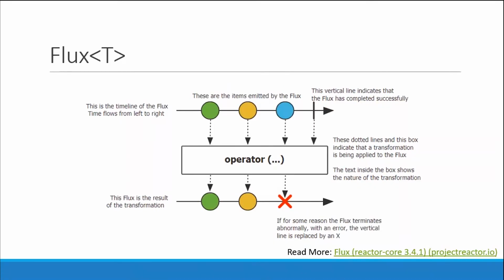As I said, Flux can emit 0 or n elements. It means 0, 1, 2 elements, 3 elements, or any n number of elements. So this is the Flux timeline. It's emitting 3 elements, and after emitting 3, it completes its timeline. After that, no element is emitted from this Flux. These emitted values go to the operators we defined in our chain.